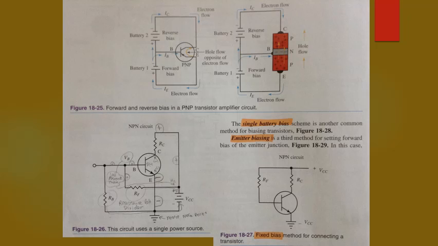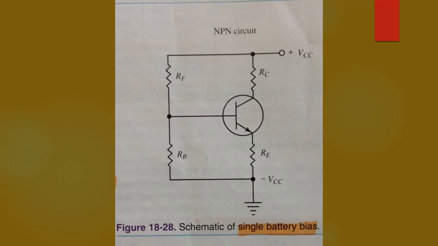Proper selection of R, RF, and RC sets up the required forward bias voltages and base current. The single battery bias is another common method of biasing transistors, figure 18-28.